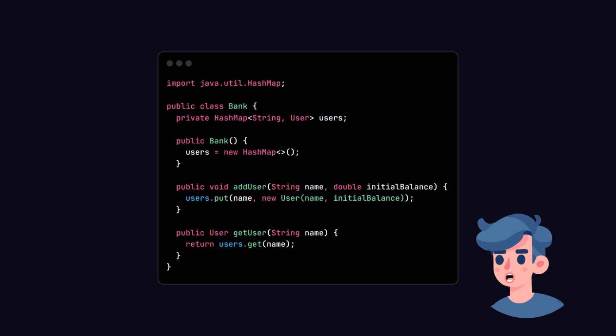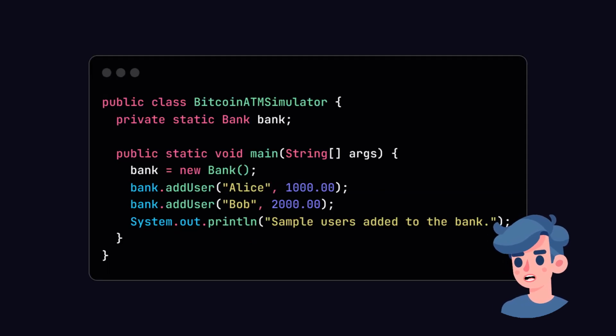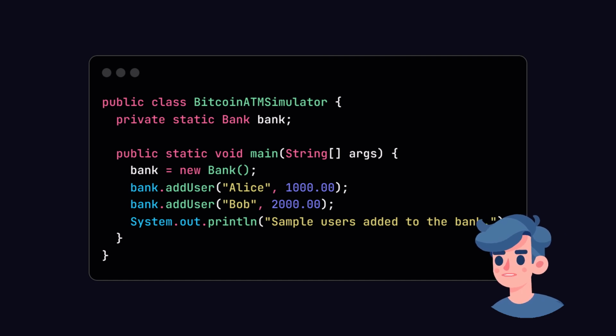Next, let's create a bank class. This class will manage multiple users and their respective transactions. We'll allow users to log into their accounts in the simulator. The bank class has methods to add users and retrieve a user by their name. In our Bitcoin ATM simulator class, we'll instantiate a bank. Let's add a couple of sample users to work with.